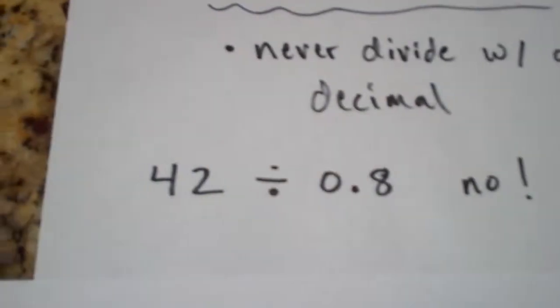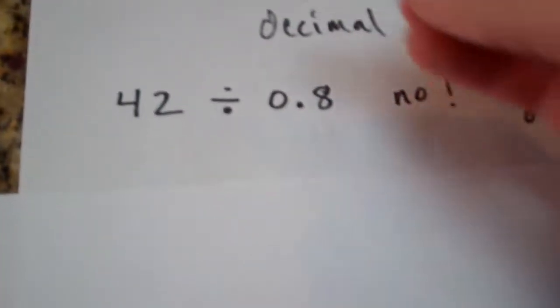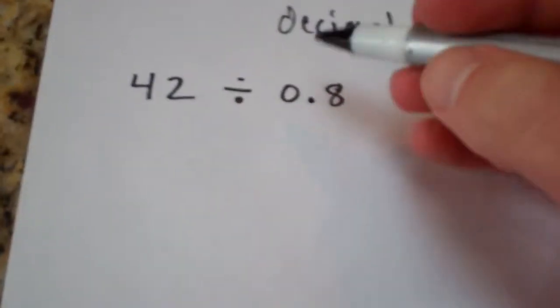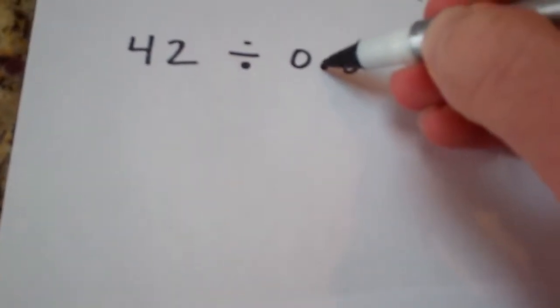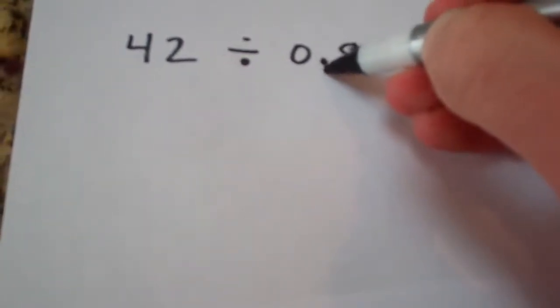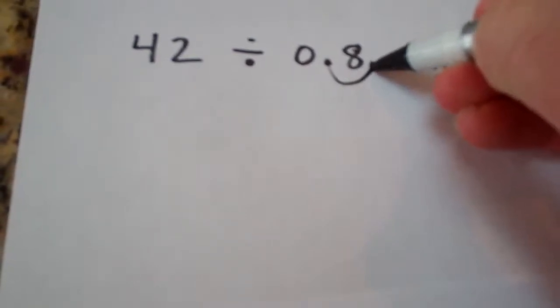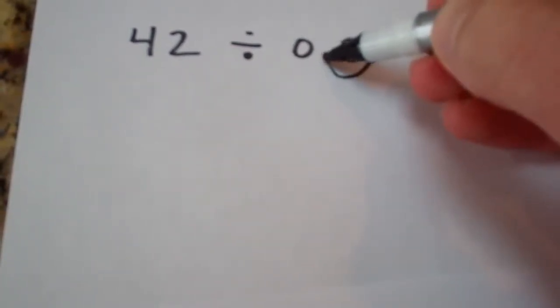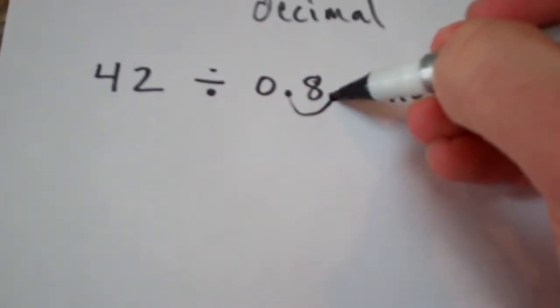Okay, so let's do this. Remember that we can't divide with a decimal. So our first step will be to make this decimal into a whole number. So I'm going to slide it over to the right, 1, 0.8. If the decimal moves 1 to the right, it becomes 8.